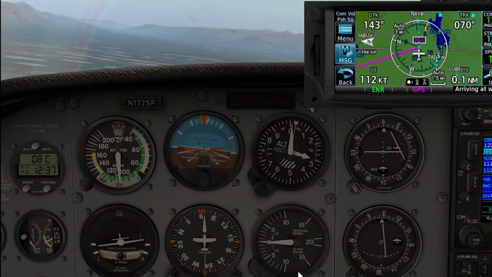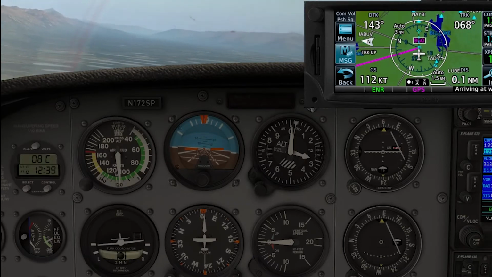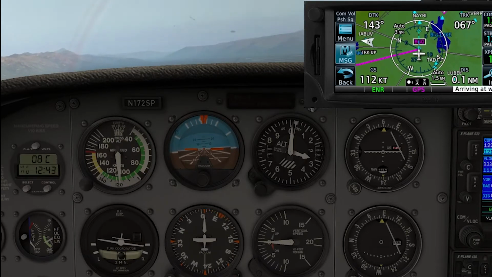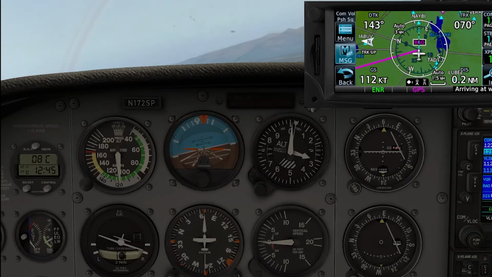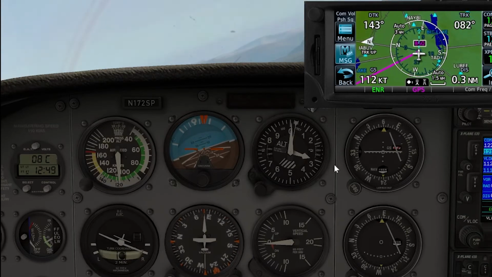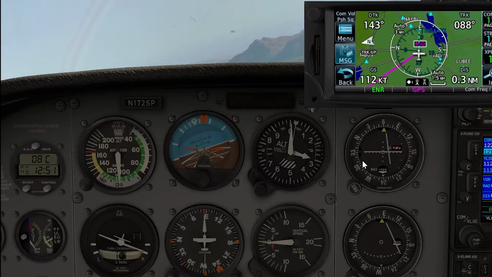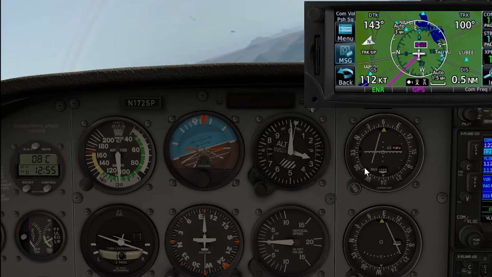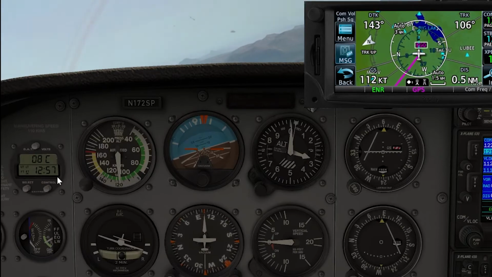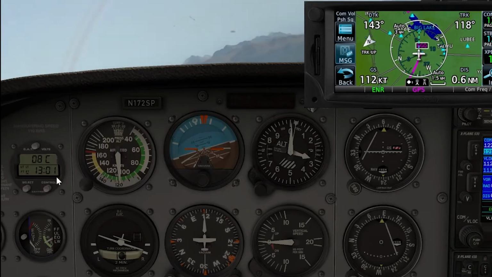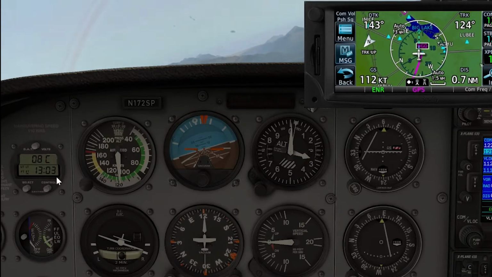Arriving at the waypoint. Okay. And that's the flip of the flag. We're going to start our right-hand turn because it was standard turns, 240 heading. Once we level the wings, or if this flag flips, whichever comes last, that's when we start our timer again for a 1 minute outbound leg.